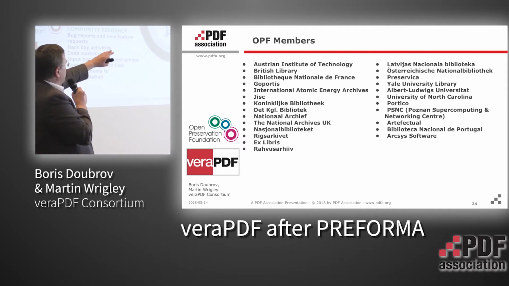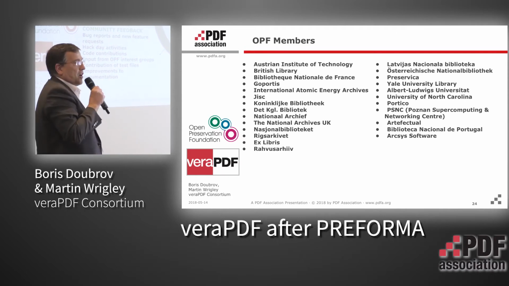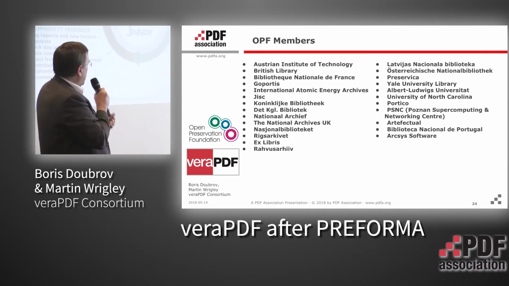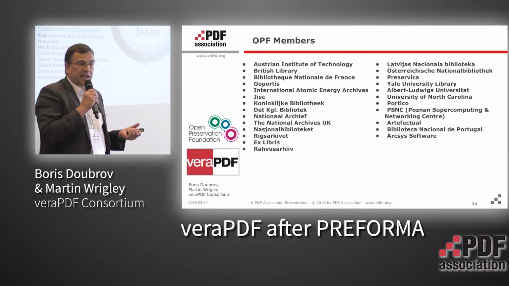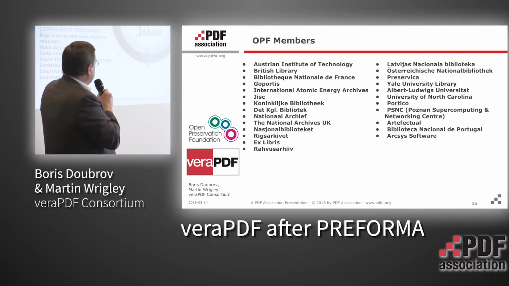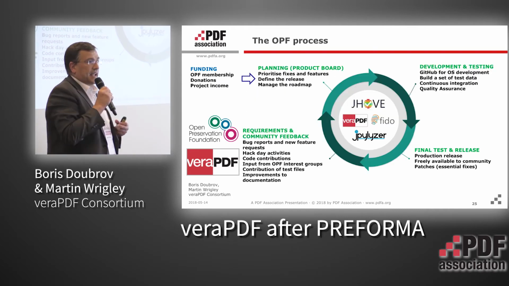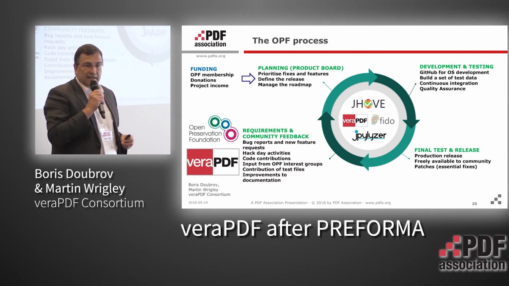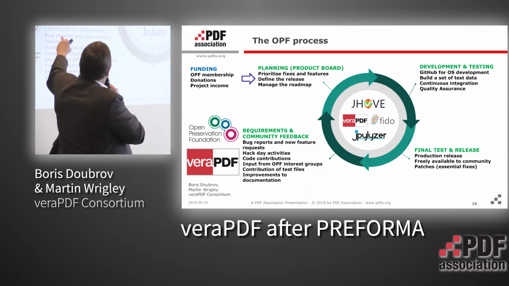And you can see we follow this process for 4 of our main tools there. FIDO is a file identification tool, a bit like Droid. JPylyzer is a JPEG 2000 validator. I'm not going to talk in detail to those.